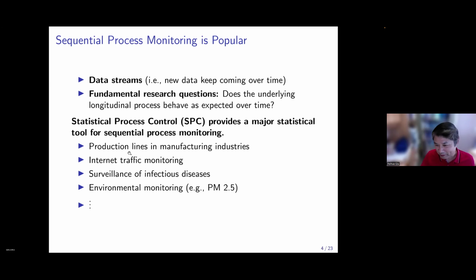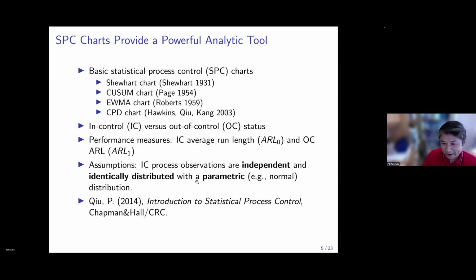So far, I gave an example about environment, but actually production lines in manufacturing industries, for example, use statistical process control a lot, and also internet traffic monitoring and surveillance of infectious disease and so forth. There are wide applications about how to monitor these data streams. For this audience, I believe all of us know some basics about statistical process control, so I will go through those slides very quickly.